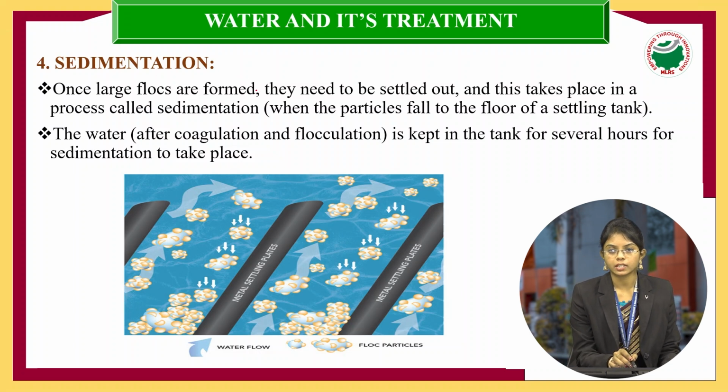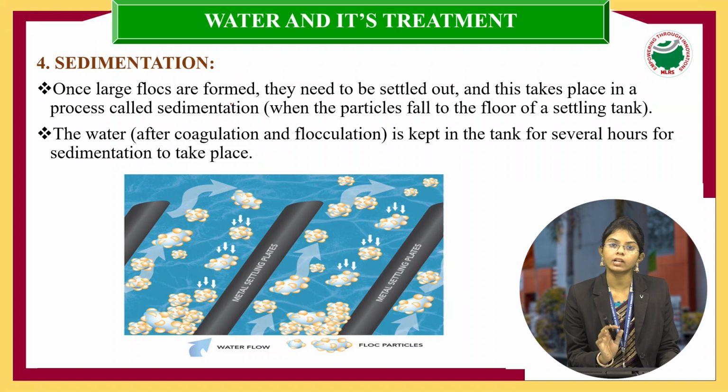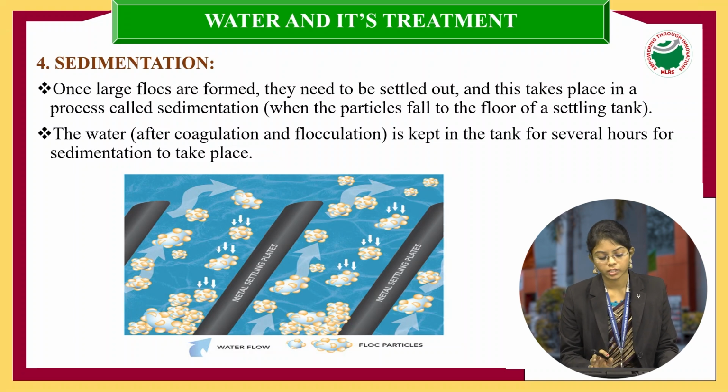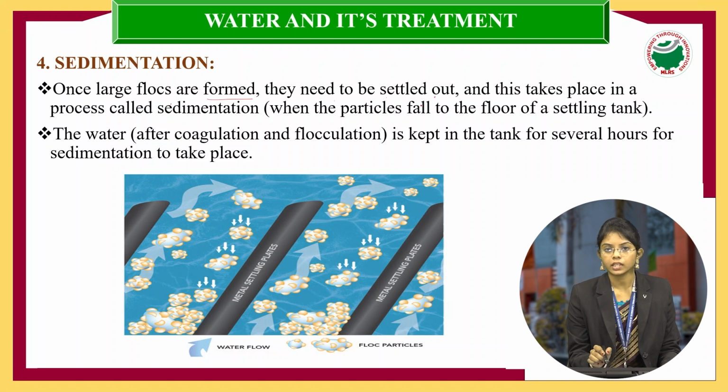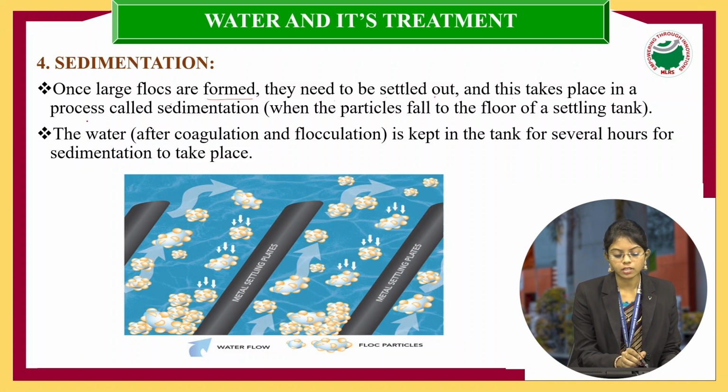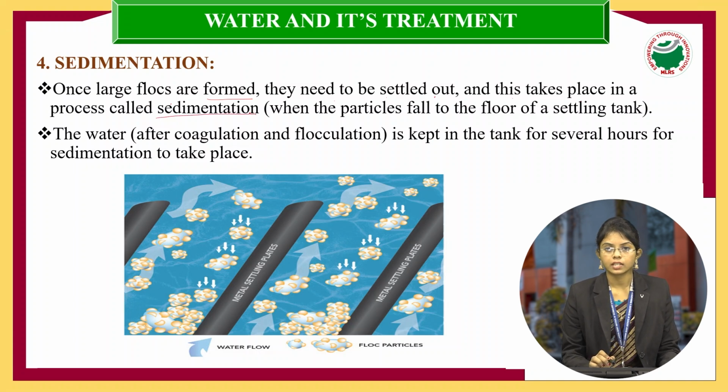Sedimentation, what is happening in sedimentation? In the previous step, we have larger flocks in our water. Now once these larger flocks are formed, they need to be settled down so they can be easily removed. And this takes place in a process called sedimentation. In the sedimentation process, the large flocks which are formed in the flocculation process should settle down, when the particles fall to the floor of a settling tank.